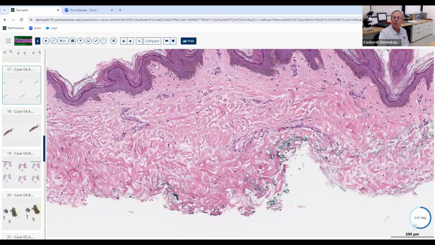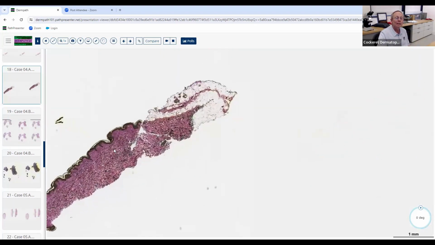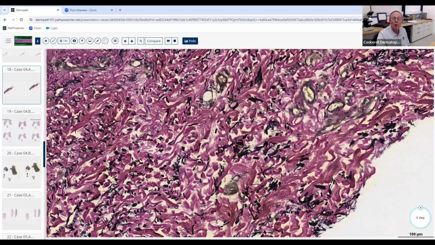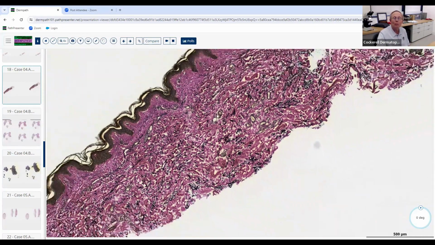But here, it doesn't look really abnormal. So you really need a special stain for the elastic fibers to see if there's any involvement there. And so here we have an elastic tissue stain. And notice that there's basically no elastic fibers here. There's a few, but there's strikingly decrease in number.